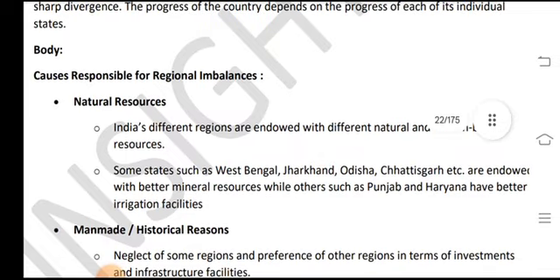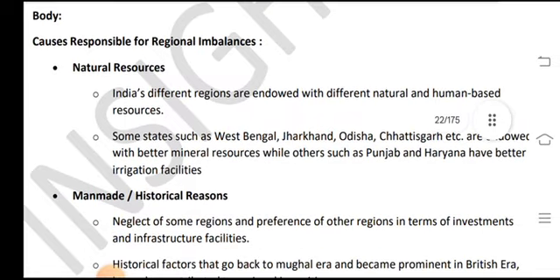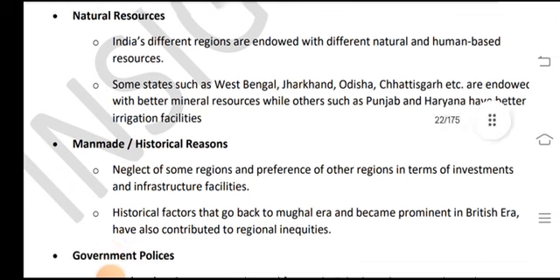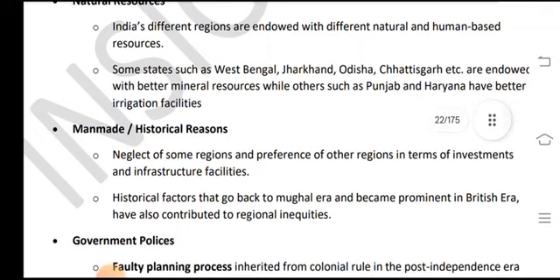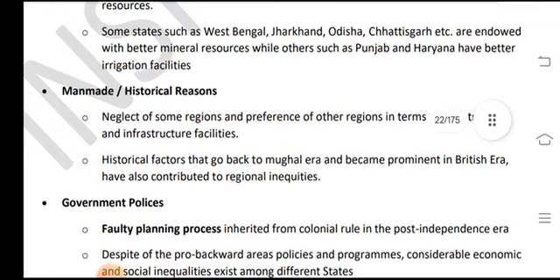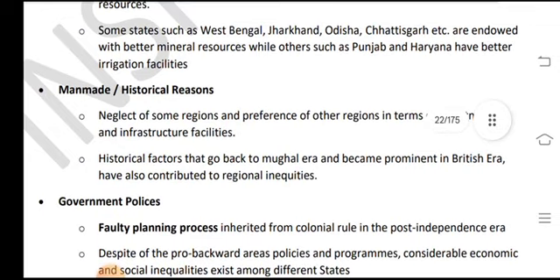Body. Causes responsible for regional imbalances. Natural resources: in India, different regions are endowed with different natural and human-based resources. Some states such as West Bengal, Jharkhand, Odisha, etc. are endowed with better mineral resources, while others such as Punjab and Haryana have better irrigation facilities. Man-made historical reasons.